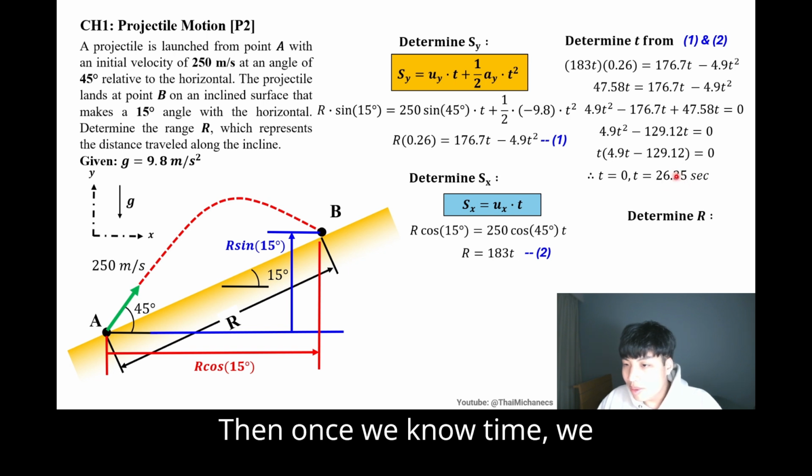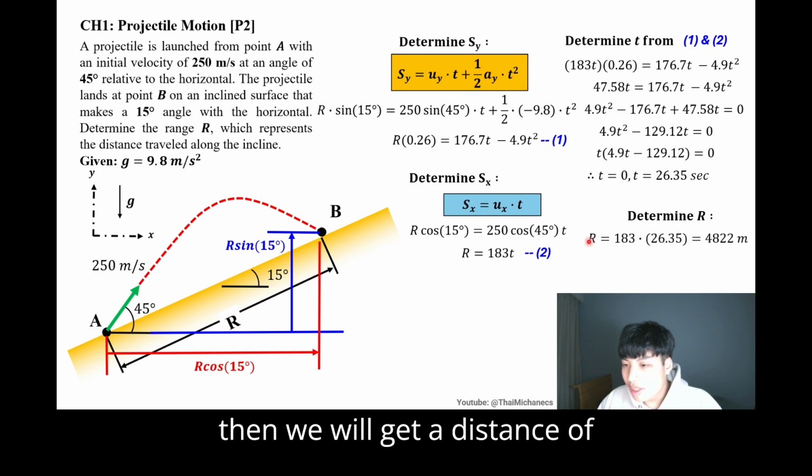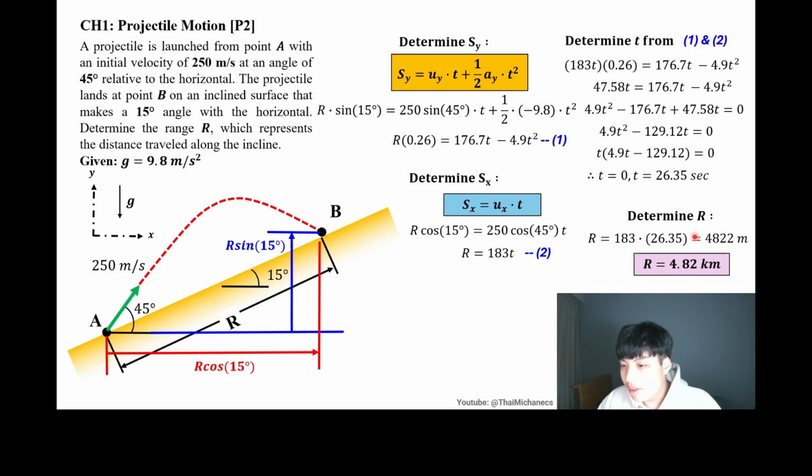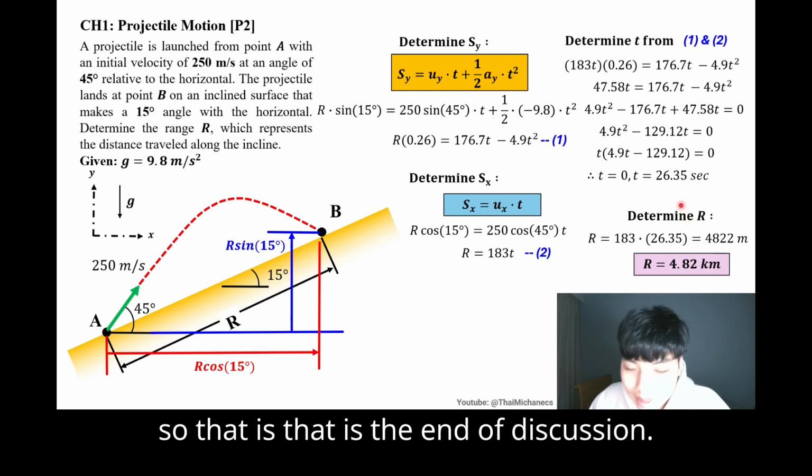Then once we know the time, we substitute it into equation 2. Then we will get a distance of roughly 4.8 kilometers. So that is the end of the discussion.